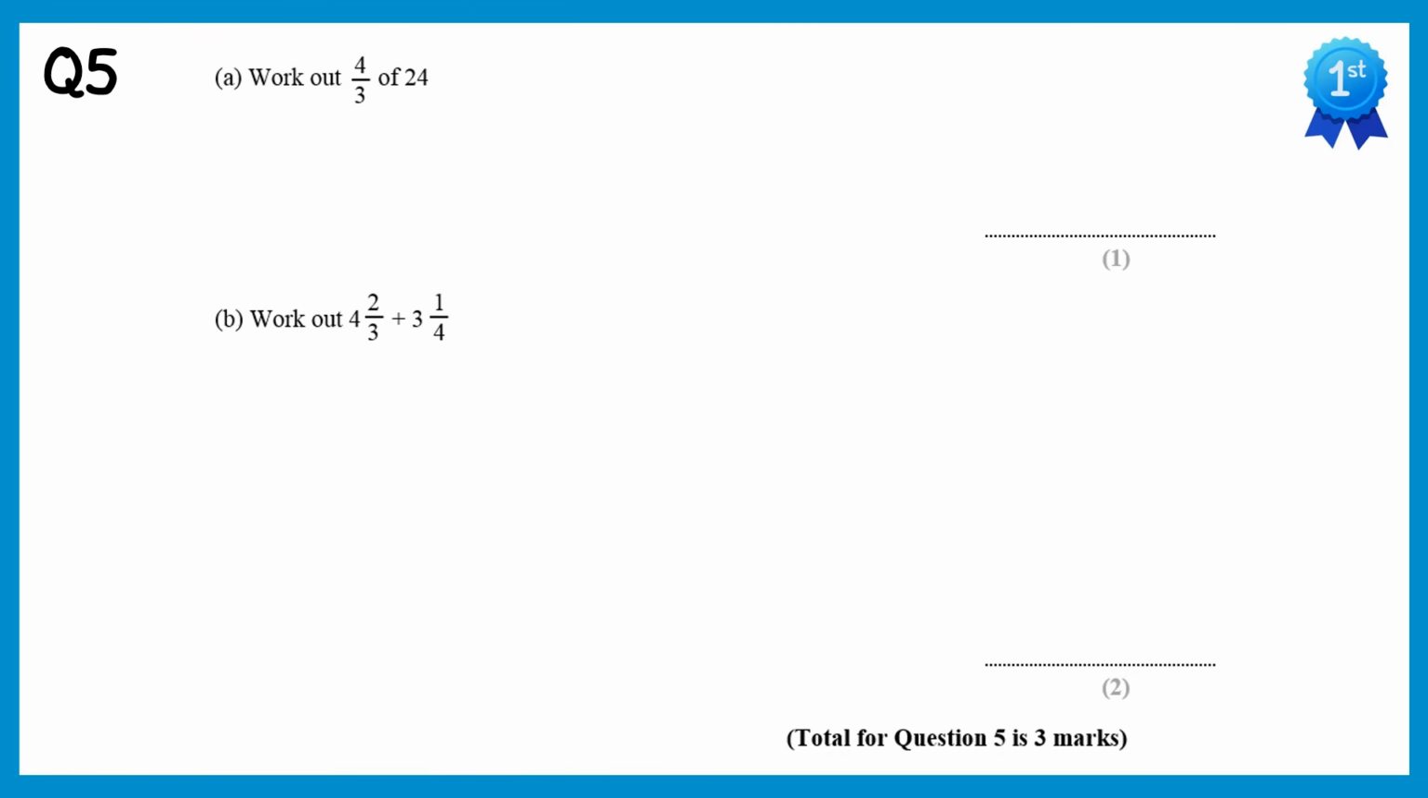To work out 4/3 of 24, we first of all divide by the bottom number, so 24 divided by 3, which gives you 8, and then multiply by the top number, so 8 times 4 is 32.